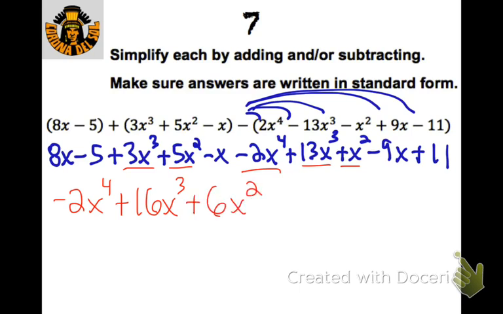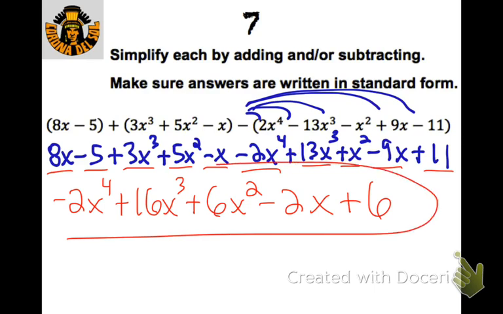Then I'm going to look for some x's. So I have 8x minus x, so that makes 7x. And then minus 9x, so that makes minus 2x. Then I'm looking for numbers, so I have minus 5 and then plus 11, so that makes a positive 6. So that would be our final answer.